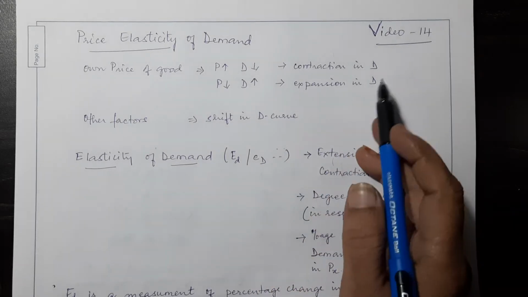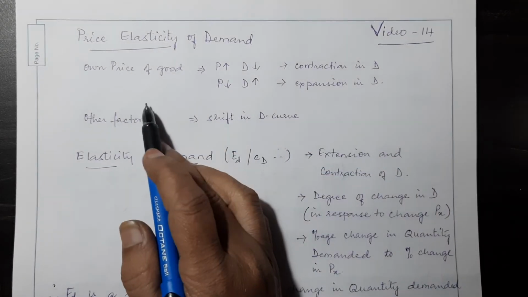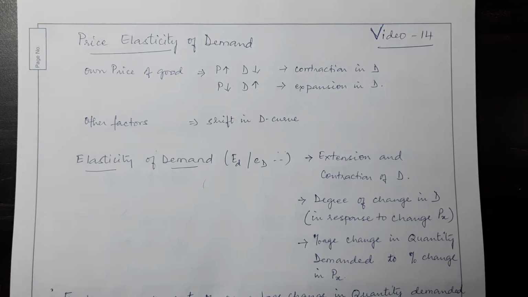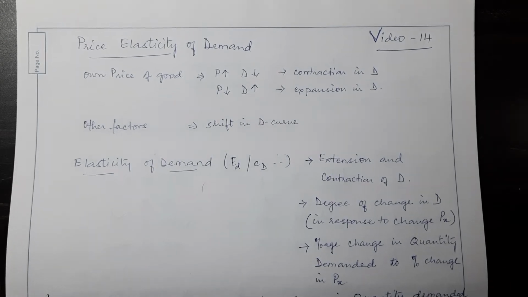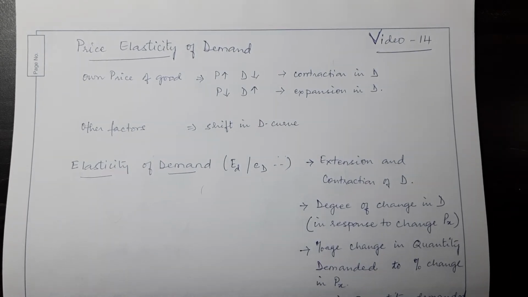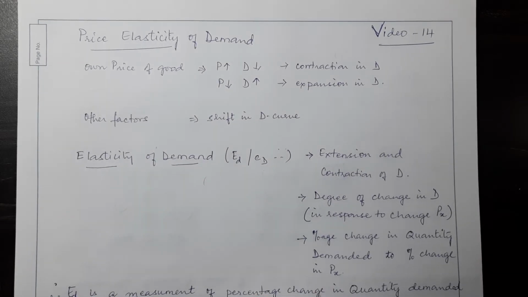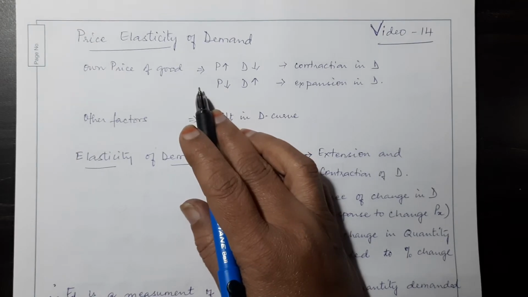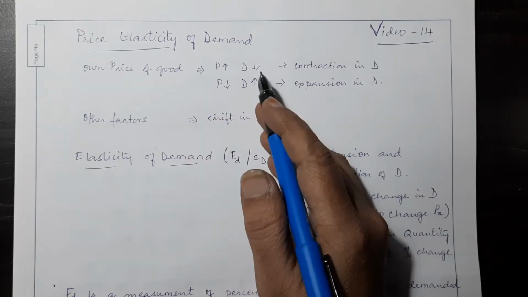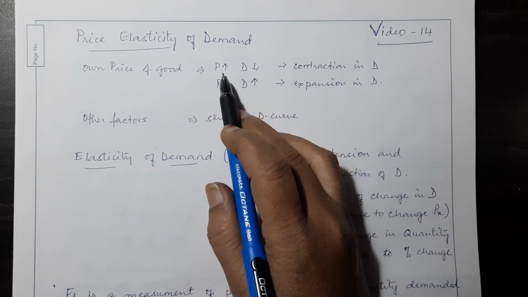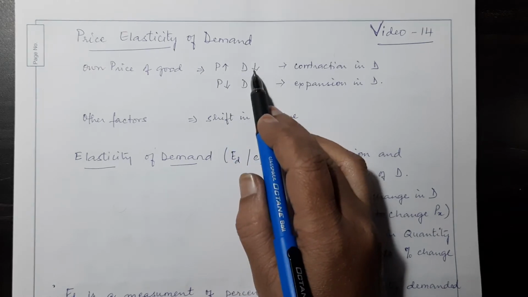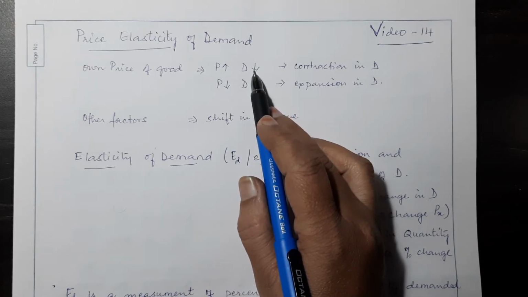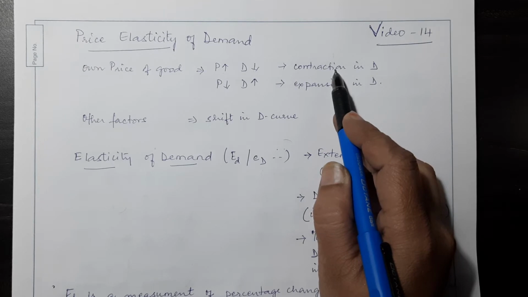In our video number 14, we're going to discuss price elasticity of demand, or simply elasticity of demand. Now, in our previous video, we learned contraction and extension in demand, which was due to the own price of the good. And according to the law of demand also, an increase in price would decrease the demand for the commodity, which results in a contraction in demand.